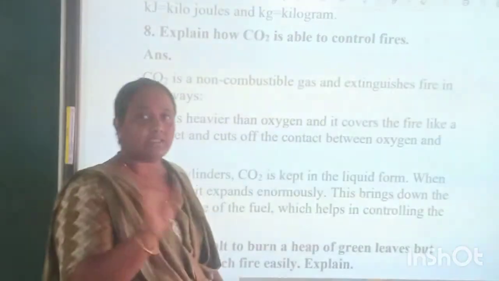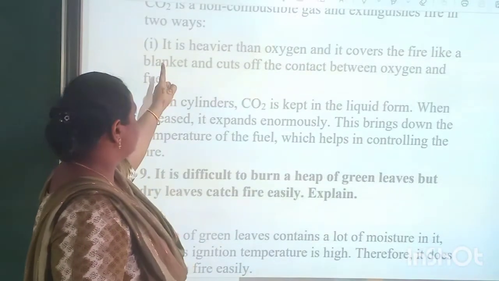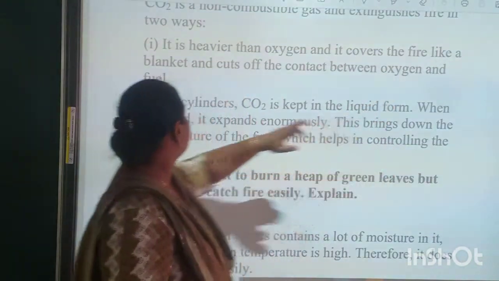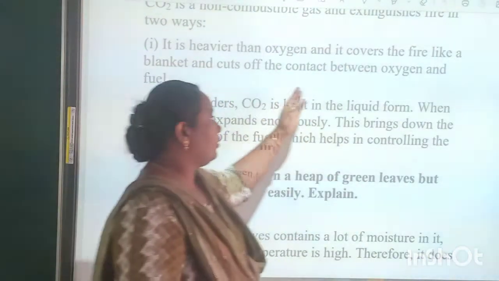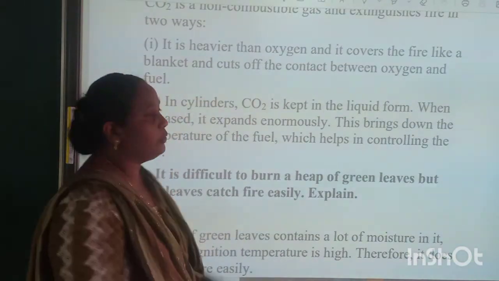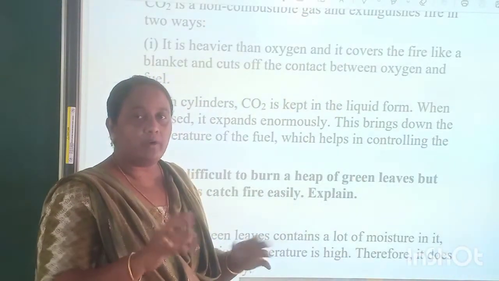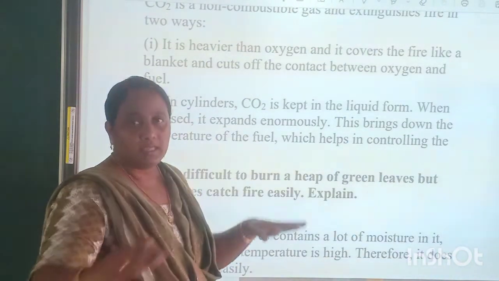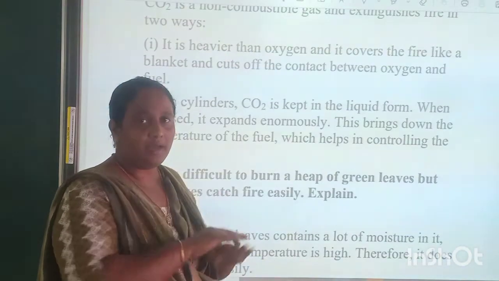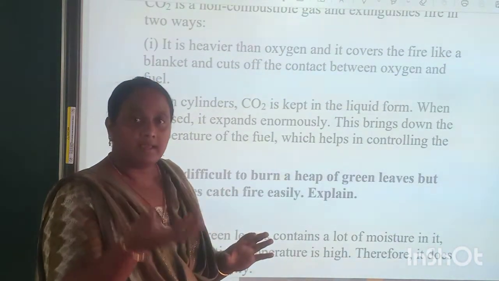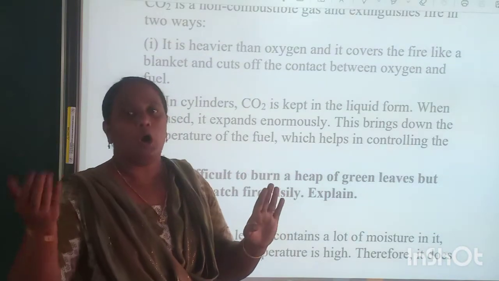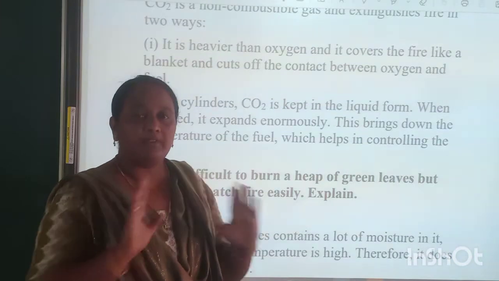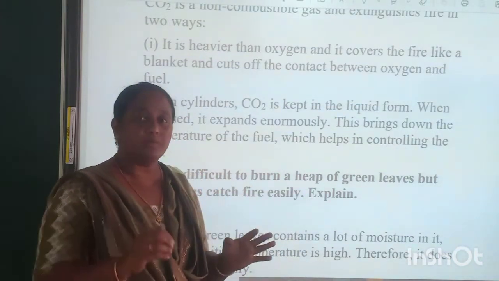It helps to extinguish fire in two ways. First one, it is heavier than oxygen and it covers the fire like a blanket and cuts off the contact between oxygen and fuel. This carbon dioxide is heavier than oxygen, so it will cover up the object and resist the oxygen from getting into that object, that is, it prevents the supply of oxygen to the object.